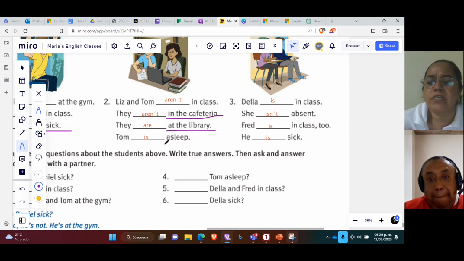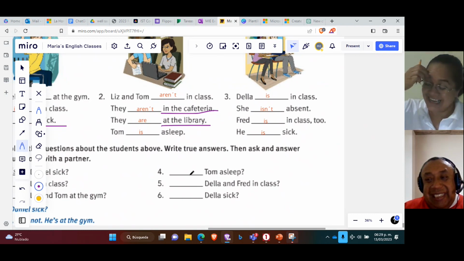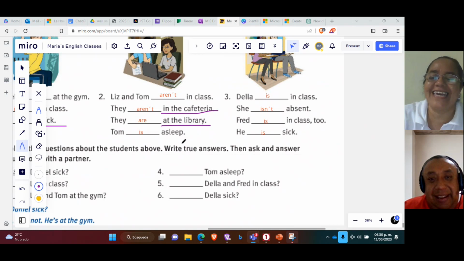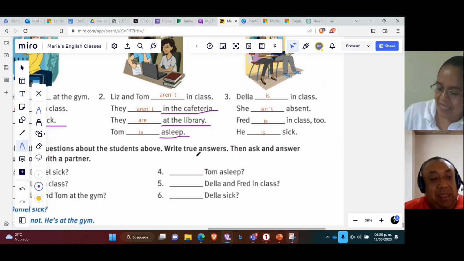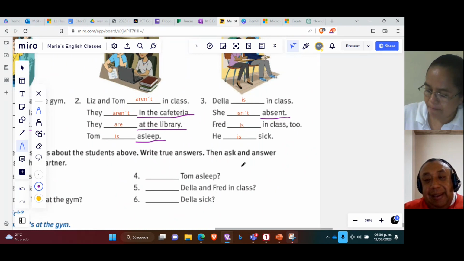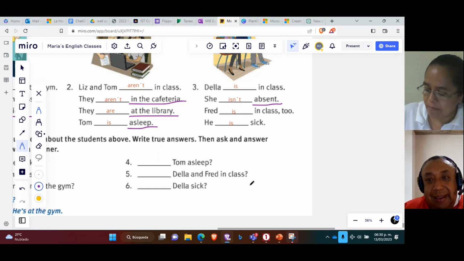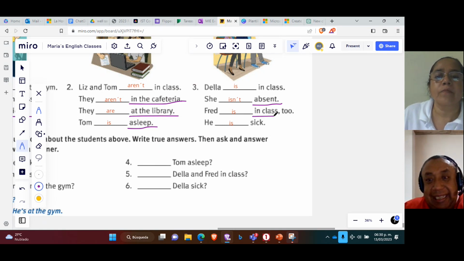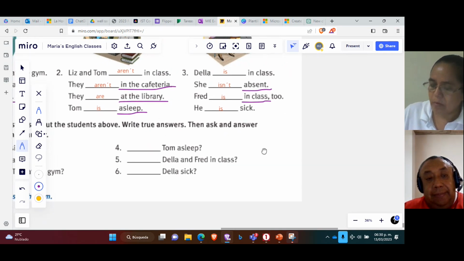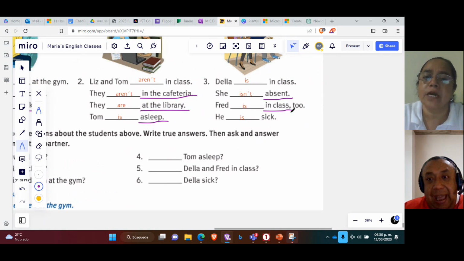¿Esas son oraciones compuestas o cómo se les dice? ¿No? Exactamente, Mari. Ya, frases hechas. Exactamente, exactamente. Como la siguiente, Mari, asleep, dormido. Mari, absent, ausente. ¿Ves, dice Mari? In class. En clase. ¿Y el TO qué significa? Ah, tú también. También, ajá.